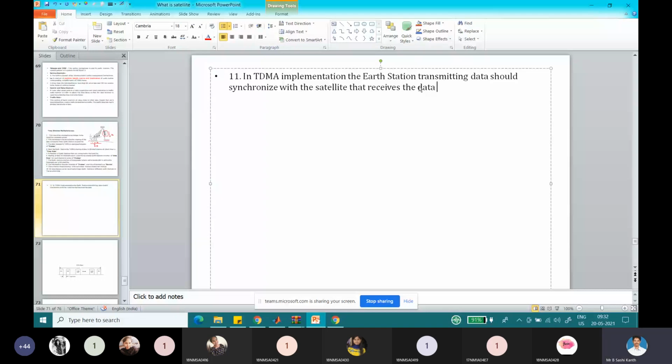In TDMA implementation, the earth station transmitting the data. This is the earth station, no? So this is transmitting the data, no? So this data should synchronize with the satellite.